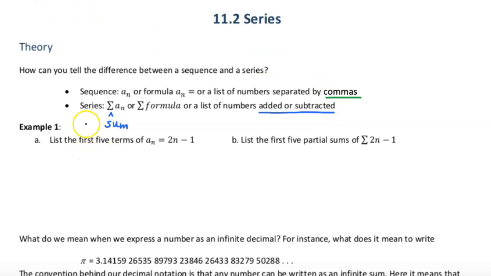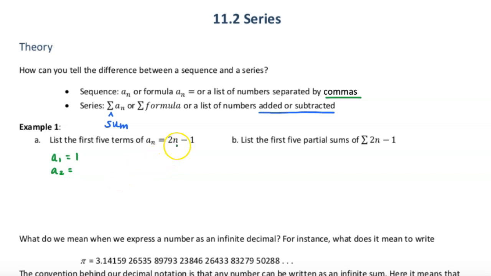Starting off with an example of a sequence, we want to list the first 5 terms of a sub n equals 2n minus 1. If I want to list the first 5 terms, let's say this starts at n equals 1. If we're not told otherwise, we can start at 1, and so a sub 1 is what happens when I plug 1 into this expression. That's 2 times 1 minus 1, which is 1.